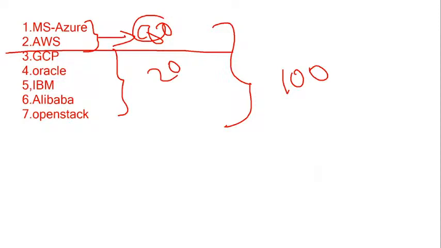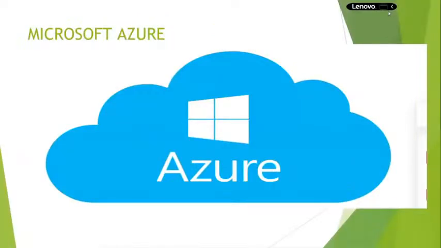So why Microsoft Azure? Why not AWS? Microsoft will say I am the market leader, AWS will say I am the market leader. What is the difference between both of them? Why should we go for Microsoft Azure? Why not AWS? What services are very flexible in Azure? What things are not there in AWS? All that we will discuss in detail.